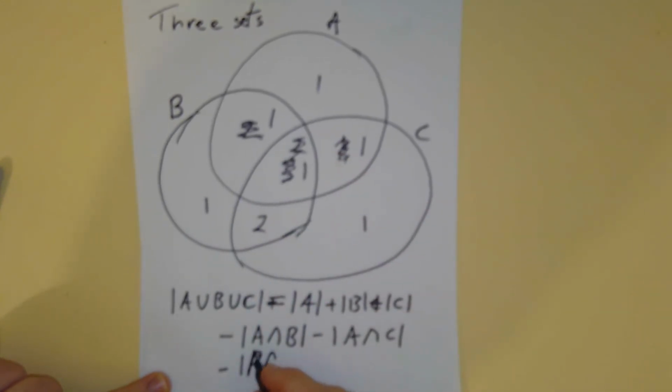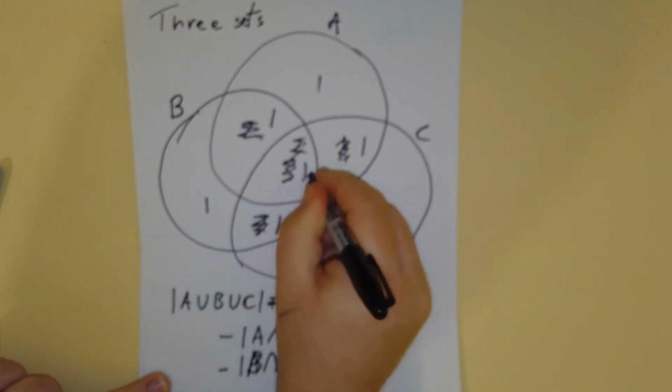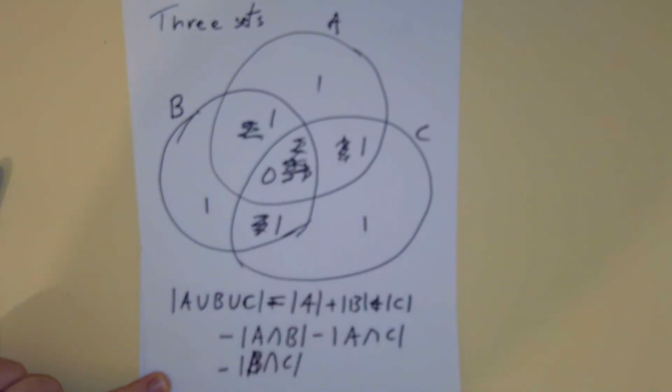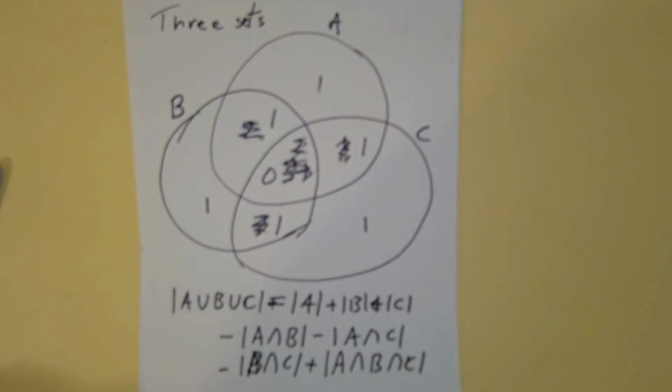That's B intersection C. So I'll get rid of that. And now this becomes 0. So I now haven't counted that bit in the middle, so I need to add that bit on again. And that would be the intersection of A, B, and C. And that there is the equation for my inclusion-exclusion principle with three sets.